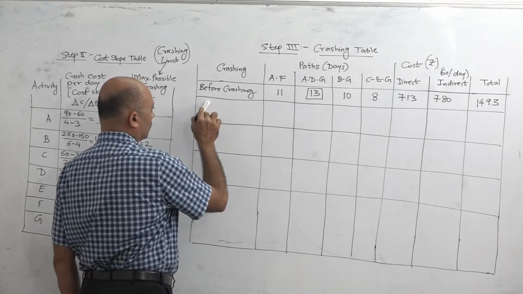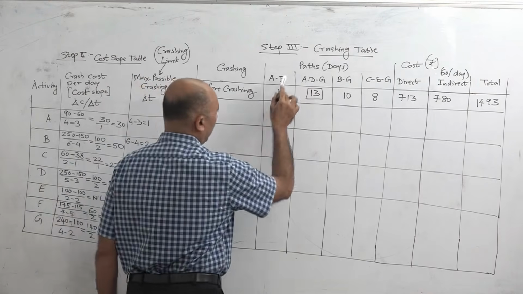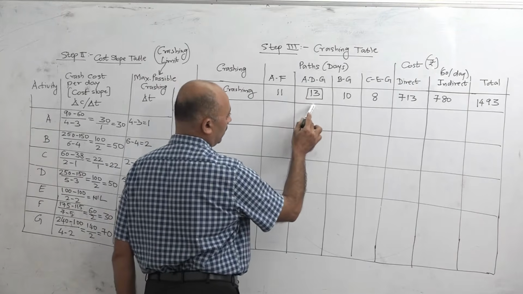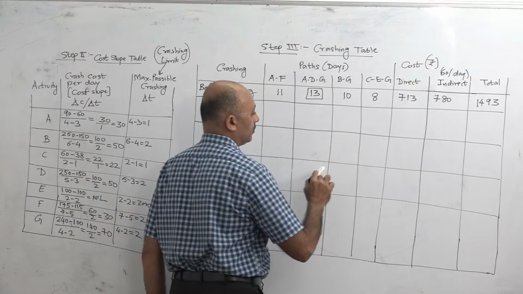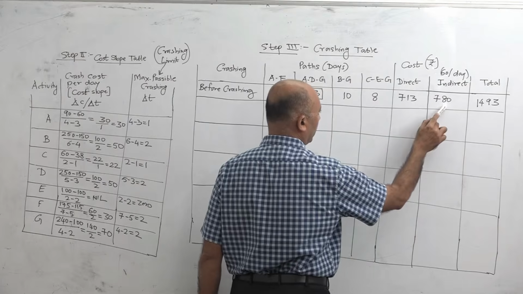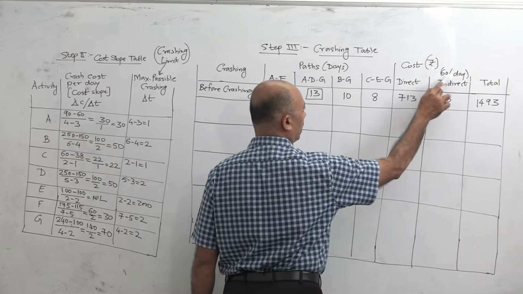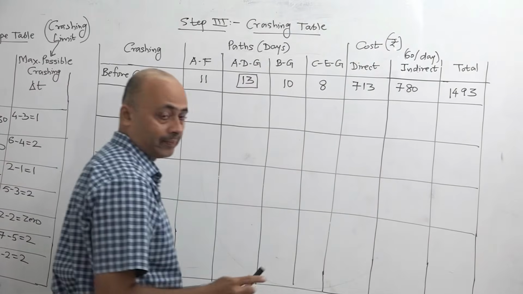The first line is conditions before crashing, that is the normal conditions. The AF was 11 days, ADG was 13 days, which is a critical path. BG was 10 days, CG was 8 days. And the cost where direct cost was 713, indirect cost was 780. 780 was 60 rupees per day multiplied by 13 days. And total cost was 1493.